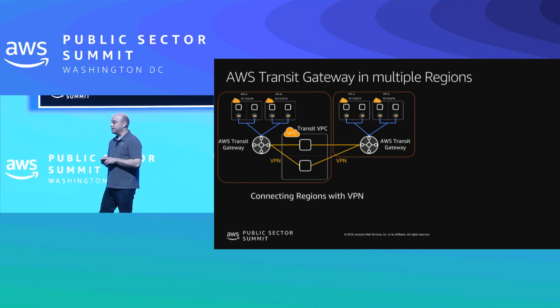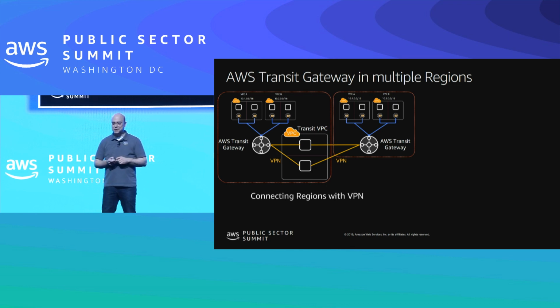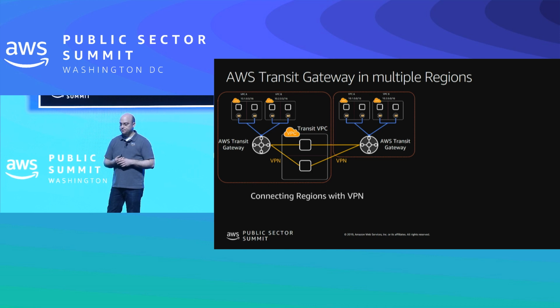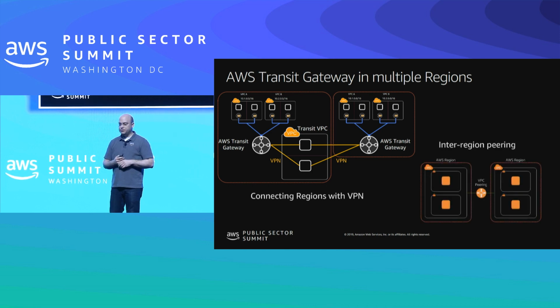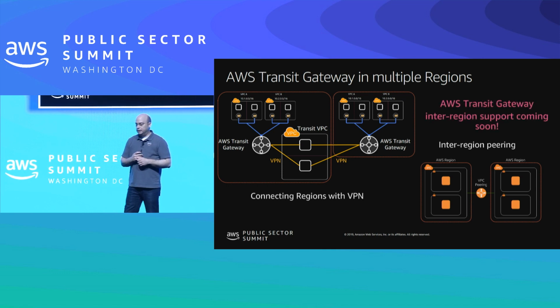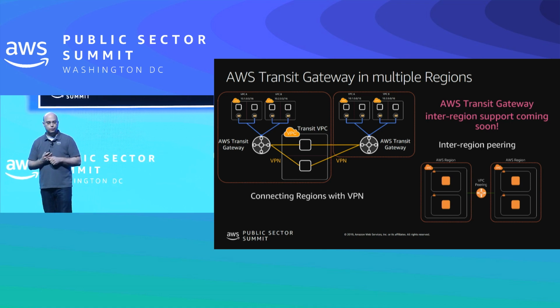If you want to tie together Transit Gateway in multiple regions, you have a couple of options. Well, you have one option at the moment, which is to use our Transit VPC pattern. So you have a hub, a set of VPN appliances that are participating with Transit Gateways to provide connectivity. Of course, if you're just connecting two VPCs, you can use inter-region peering with VPC. AWS Transit Gateway does have inter-region support coming soon.